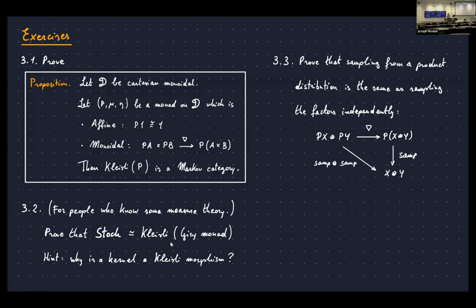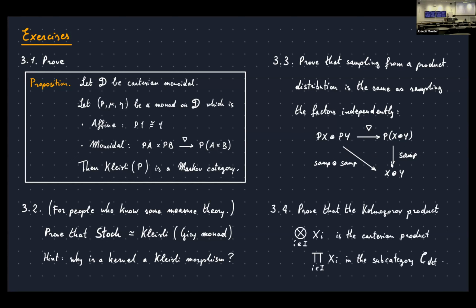Third one, that's quite nice. Prove that sampling from a product distribution is the same thing as sampling from the factors independently. This tells you why the product probability exactly encodes independent events. It's not an arbitrary choice that's just nice for calculations. It's really the same thing once you sample. So there's a reason why you take the product when things are independent, and this is the reason. It's another nice conceptual thing that you can see in terms of Markov categories.